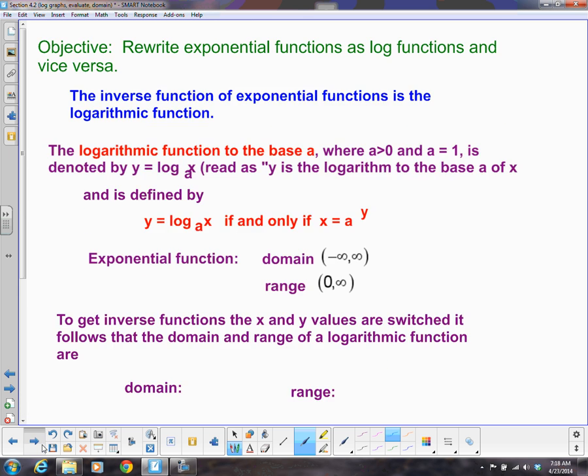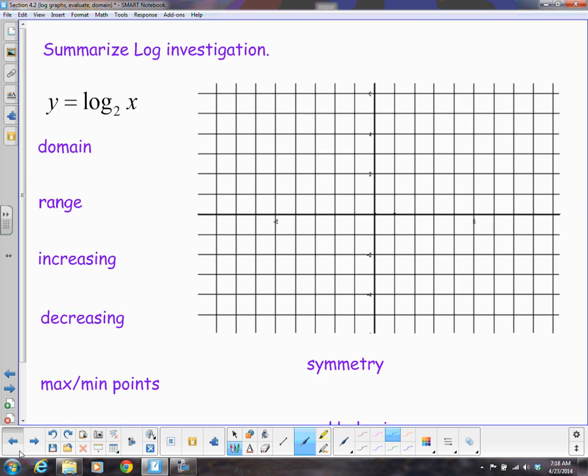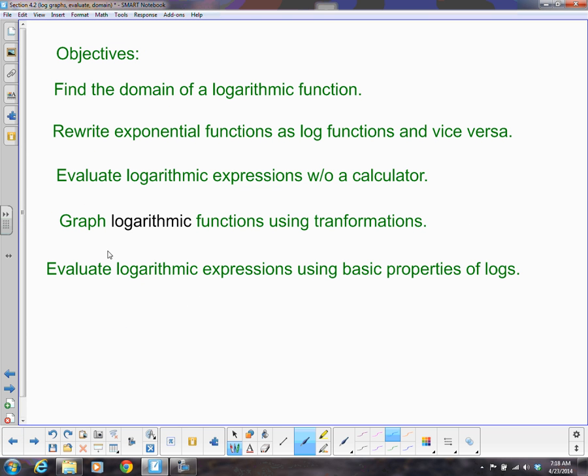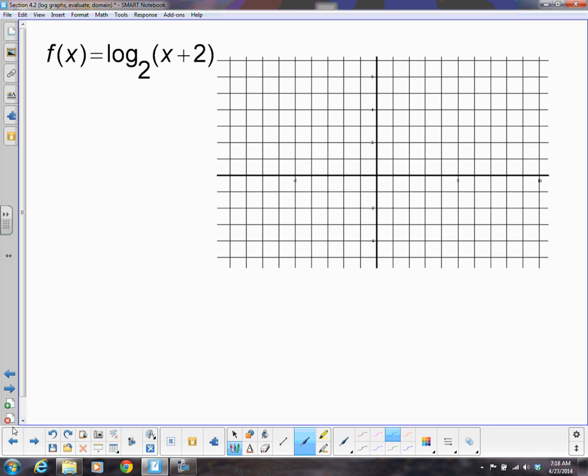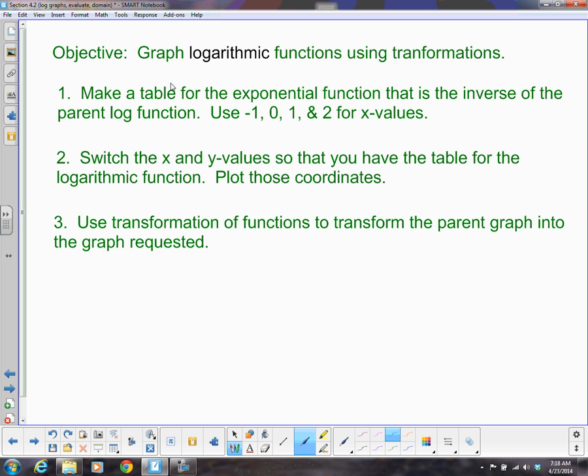All right. So, let's see. What are we doing today? Oh, we have to graph using transformations. So I believe today is all about transformations. Tomorrow's all about properties. So what are we going to do? To graph a logarithmic function using transformations.